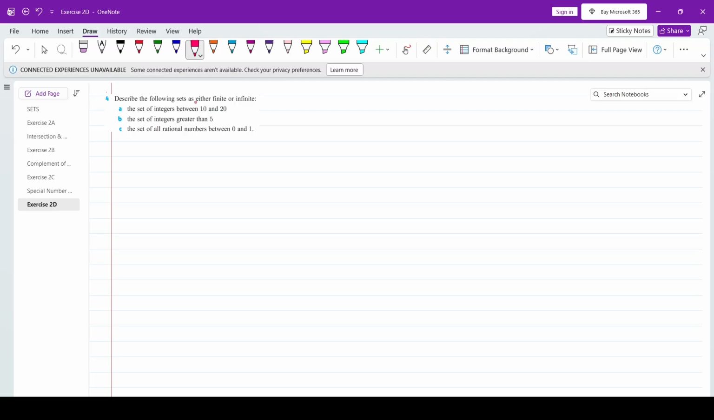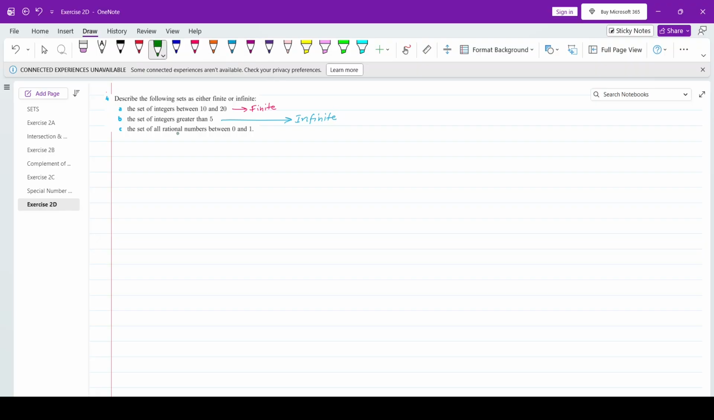Describe the following sets as either finite or infinite. The set of integers between 10 and 20. So there will be a finite number of integers between 10 and 20. So this is finite. The set of integers greater than 5. So there are infinite number of integers greater than 5. So this will be an infinite set.